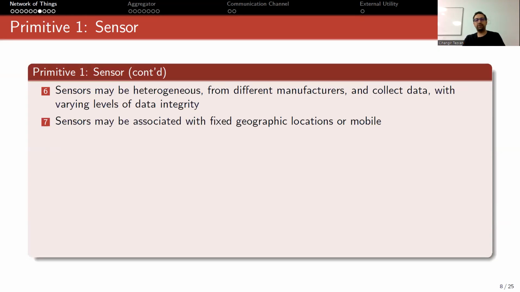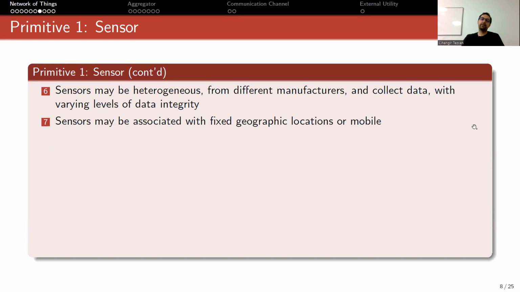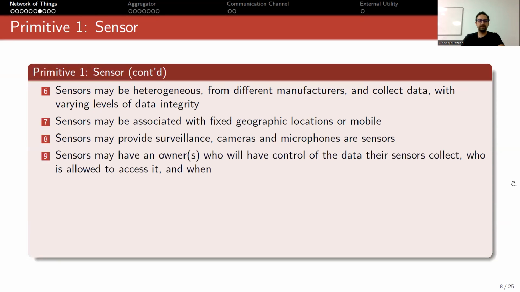Sensors may be associated with fixed geographic locations, or they can be mobile. Sensors may provide surveillance; cameras and microphones are sensors. So these are important. Actually, let me go back to the previous one. Don't always think that sensors are fixed at a specific location. They may be mobile. Also, since cameras or microphones are more capable devices, people don't think that they are sensors, but in this case, we look at them also as sensors because they provide surveillance.